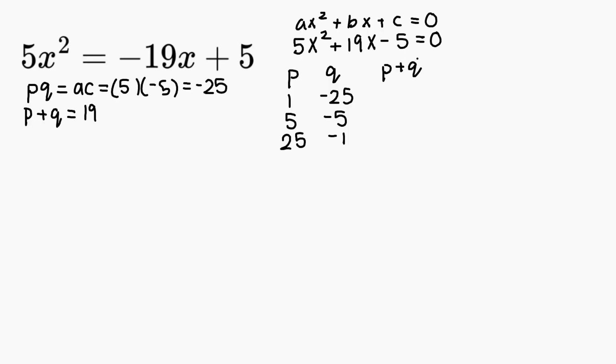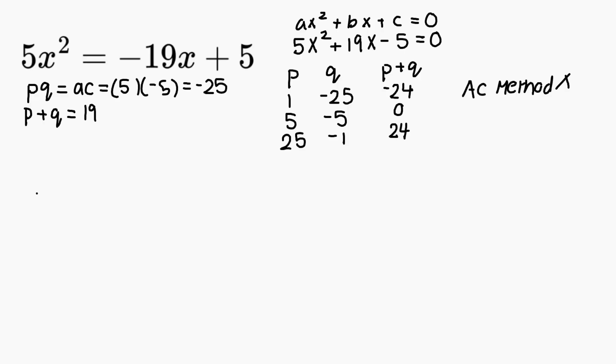So let's sum them up. This gives us negative 24, 0, and 24. As you can see, none of them sum up to 19, which means we can't solve this using the AC method. So, AC method does not work for this one. That means we have to go to the quadratic formula.